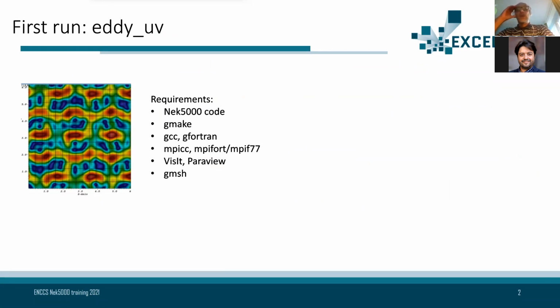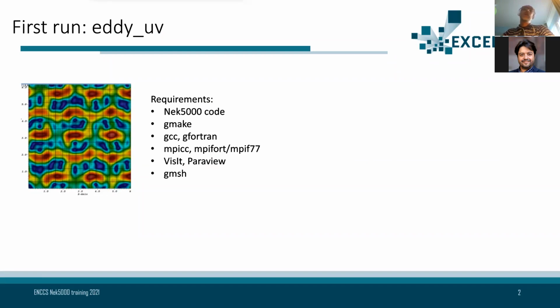So I hope you already downloaded Nek. I hope you have GCC, Fortran, or whatever it is, a C and Fortran compiler. You need some kind of MPI, and VisIt or ParaView to visualize. And of course, you need gmake. For the first use case you will not need it, but for the next one you will also need gmsh. I hope everybody has already installed that.